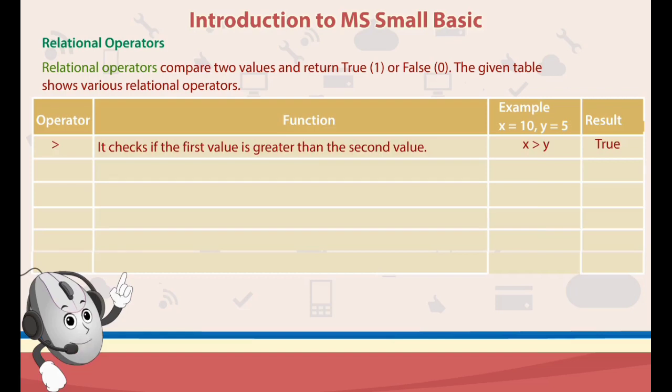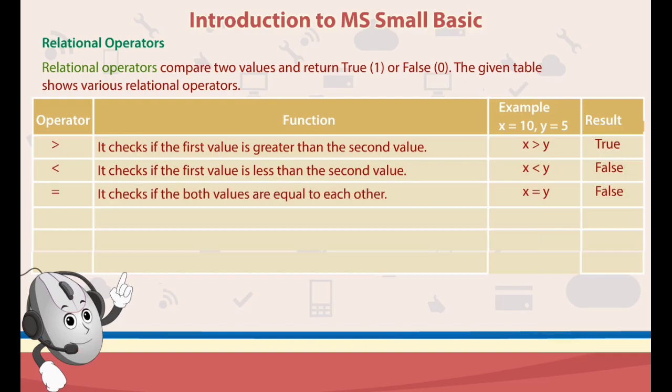X is greater than y. True. Less than. It checks if the first value is less than the second value. X is less than y. False. Equal to. It checks if both values are equal to each other. X is equal to y.